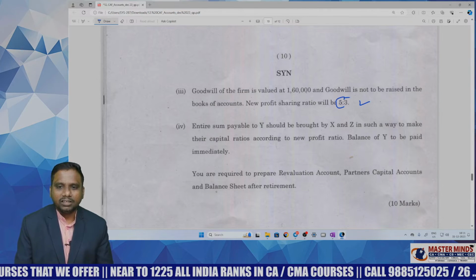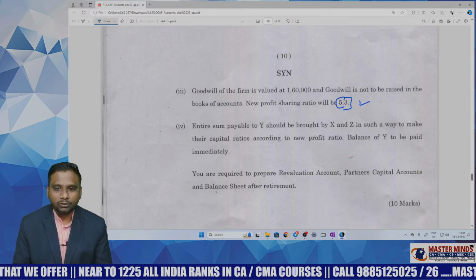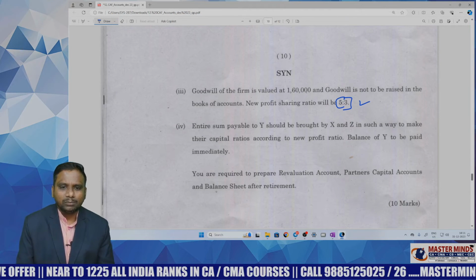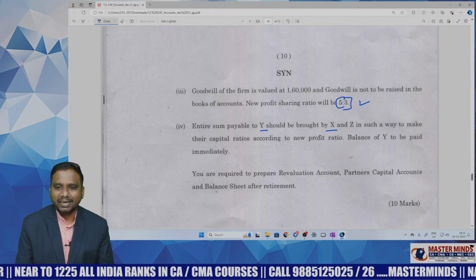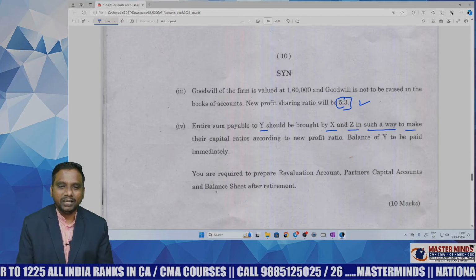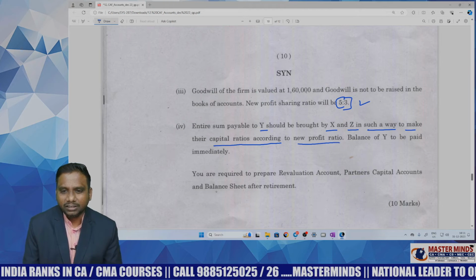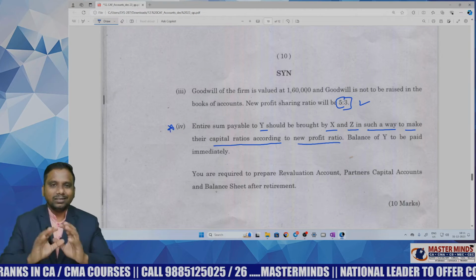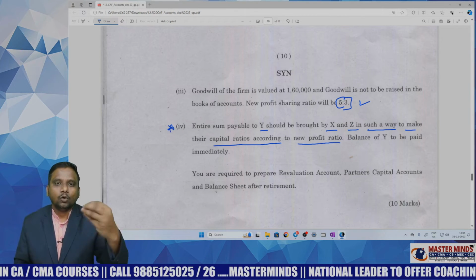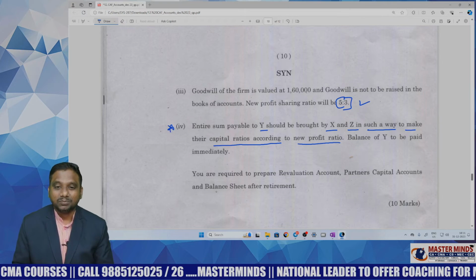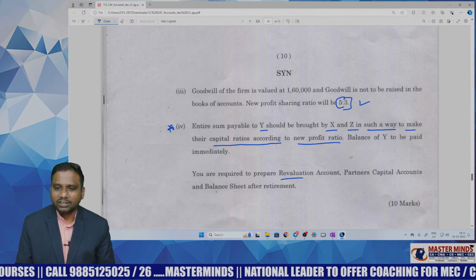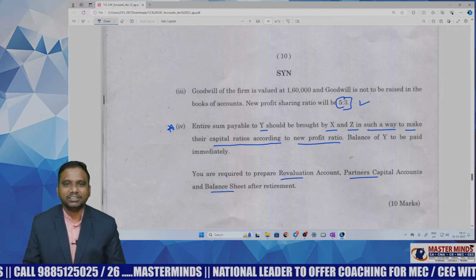Here the new profit sharing ratio is given. Calculate the old profit sharing ratio. The entire sum payable to Y should be brought by X and Z in such a way as to make their capital ratios according to the new profit sharing ratio. If you can calculate this, then the whole problem becomes easy. Yes or no, students? So prepare the revaluation account, partners' capital accounts and balance sheet.